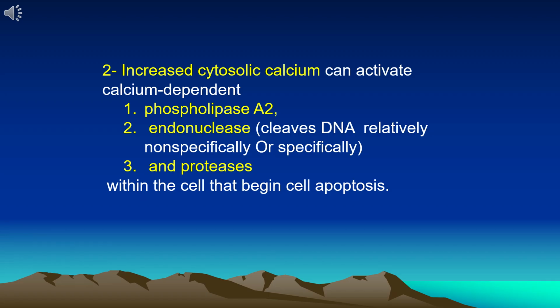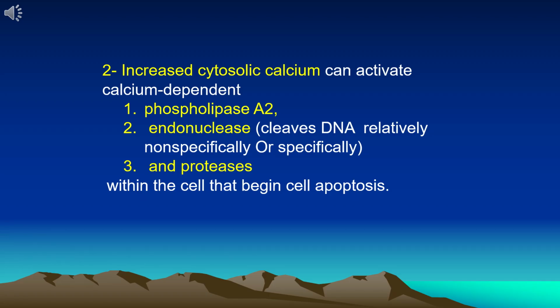Beyond sparking an inflammatory fire, the elevated cytosolic calcium also acts as a direct executioner within the cell, activating a suite of destructive enzymes that dismantle the cell from the inside out, steering it decisively toward apoptosis. First, it activates calcium-dependent phospholipase A2. This enzyme attacks the very fabric of the cell, its membrane. It breaks down phospholipids, damaging the integrity of the plasma membrane and the membranes of vital organelles like the mitochondria.